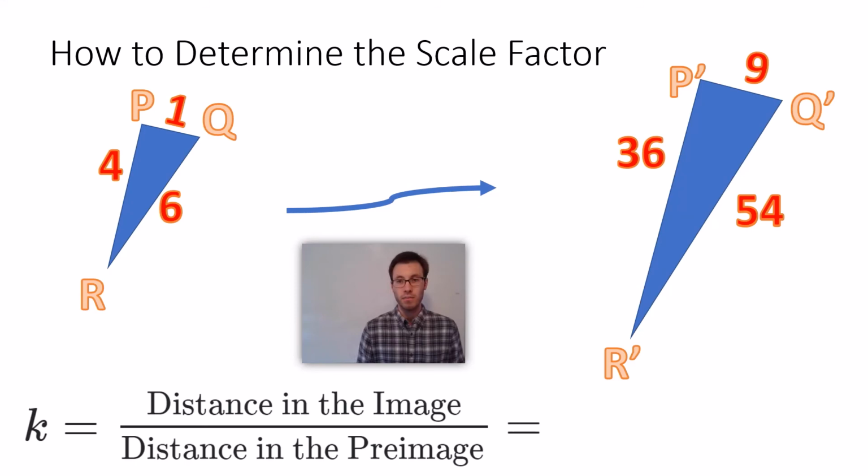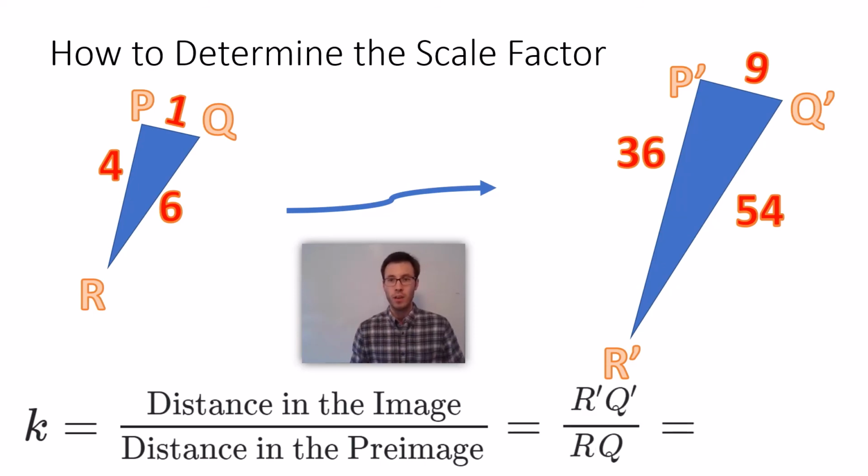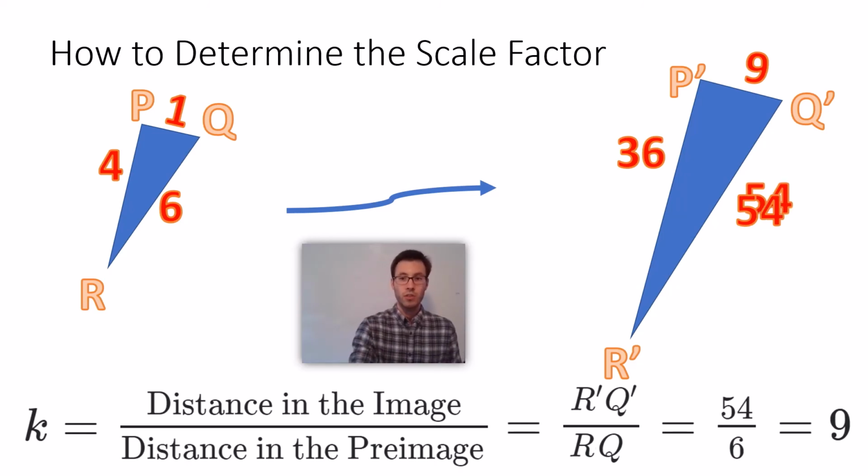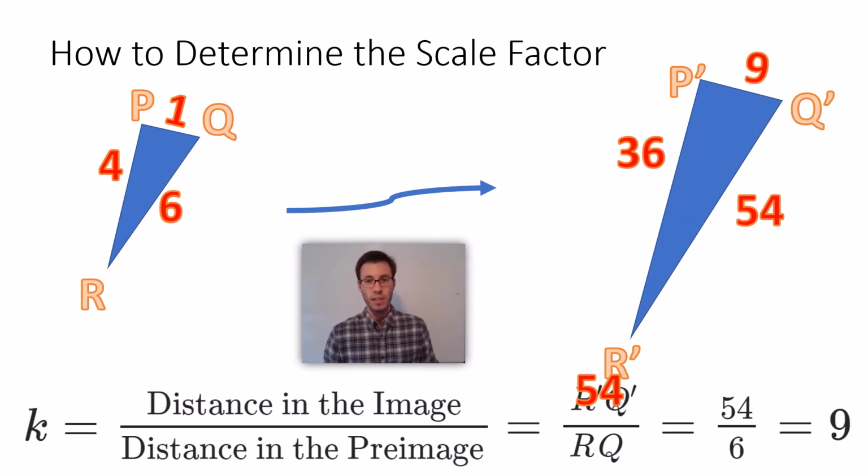All right, so the scale factor is defined to be, so I wrote that out here, we always call it K. So K is equal to the distance in the image over the distance in the pre-image. So the distance in the image here, it doesn't matter which side we use. So let's be a little bit different here. R prime to Q prime up top. So that distance is 54. So for the numerator, we would have it be 54. Now in the denominator, the distance from R to Q, we see is 6. So we also represent that as 6.